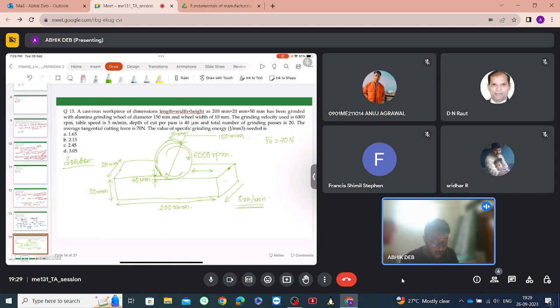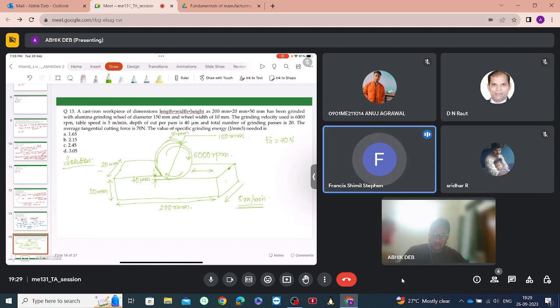That is, after one pass, or during the pass also, if it is a continuous speed, then during the pass also this table is moving at a speed of 5 meters per minute. Or after one pass is made, the grinding wheel remains in that position and the table shifts with a speed of 5 meters per minute, so that the next layer in the width direction, that is along the direction of 20 millimeter, can be cut using the grinding wheel.